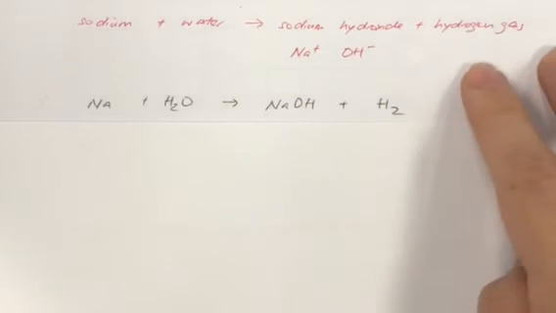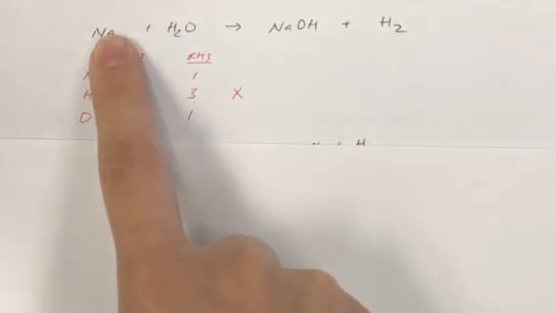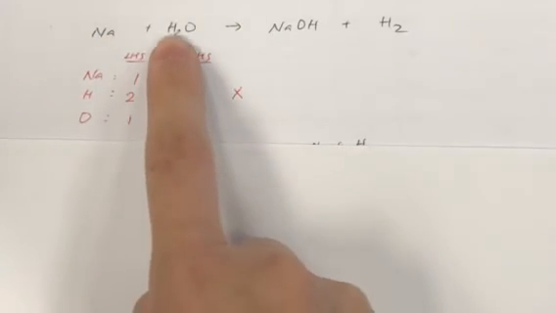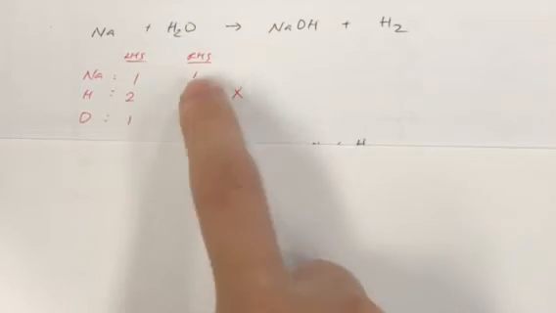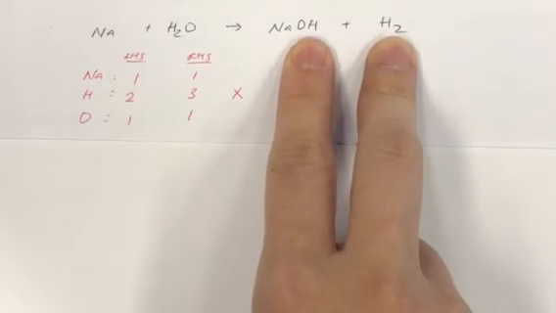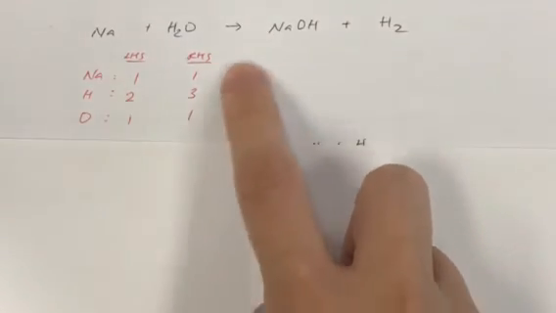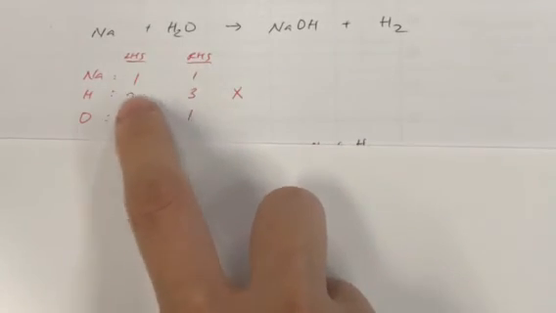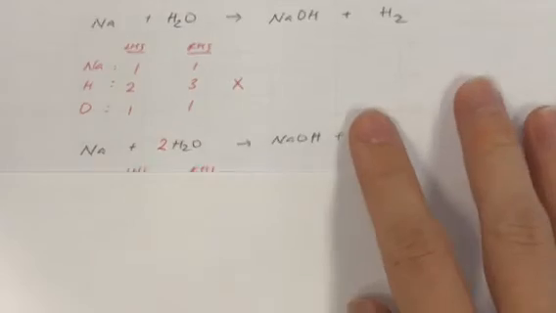You need to balance. So if you look at the balancing, if we count, sodium has 1 on the left, 2 hydrogen on the left, and 1 oxygen on the left. Sodium is 1 on the right, 3 hydrogen on the right, and 1 oxygen on the right. So this is not balanced, and we need more hydrogen on the left. So we'll put a number here, which makes it 2.